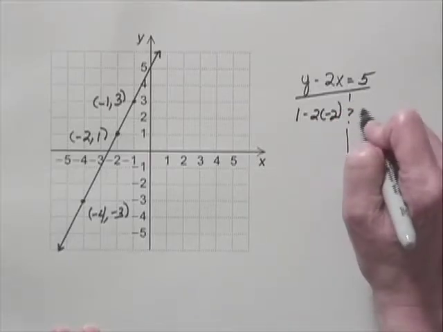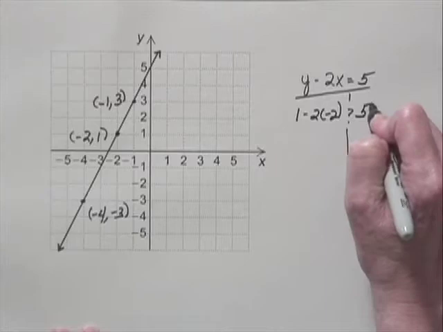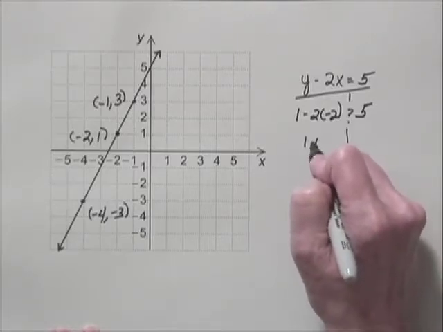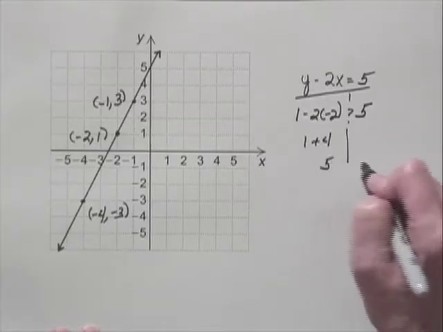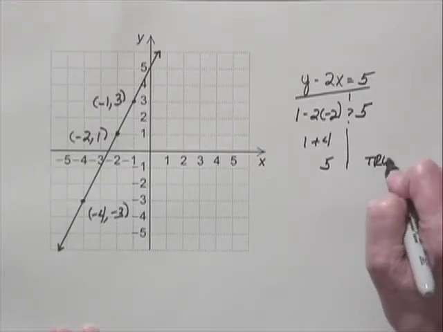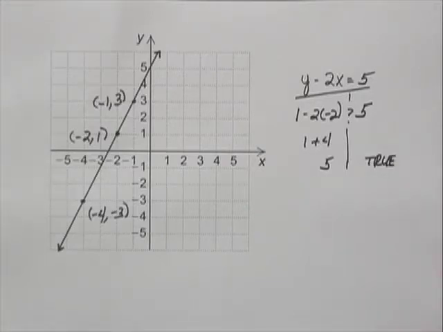On the left I have this computation. I'm asking if this is equal to 5. I have 1 plus 4, or 5. So this is true, and that tells us that the point (-2, 1) is a third point on this line.